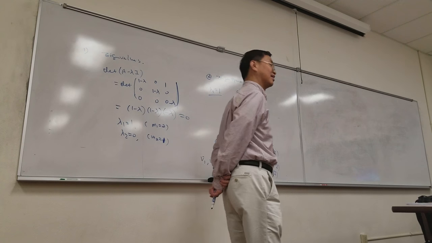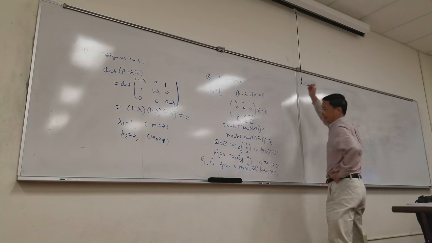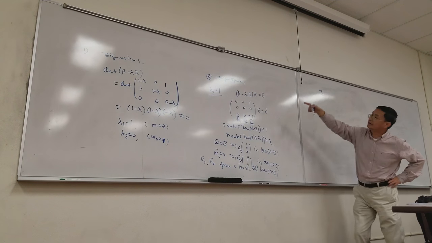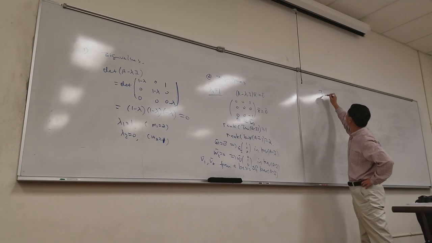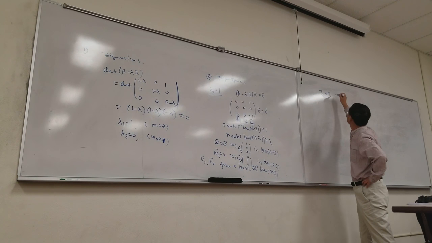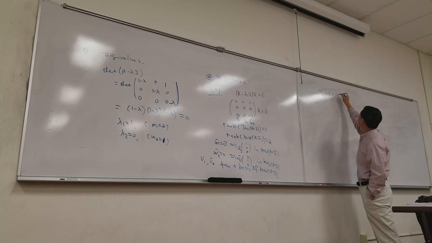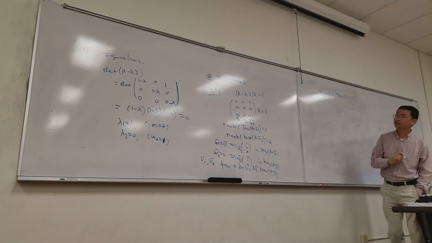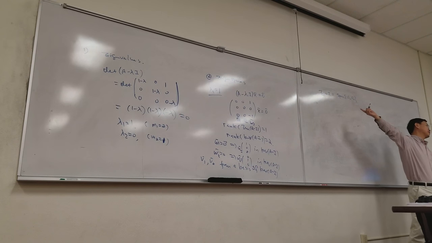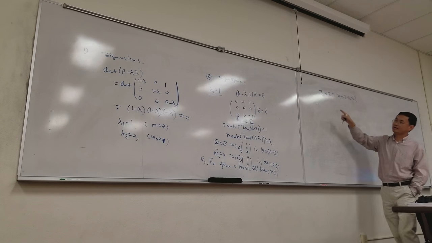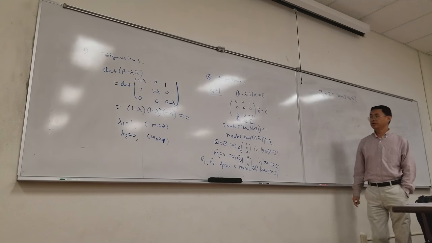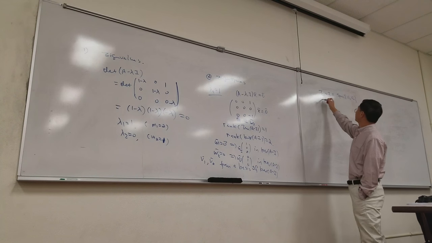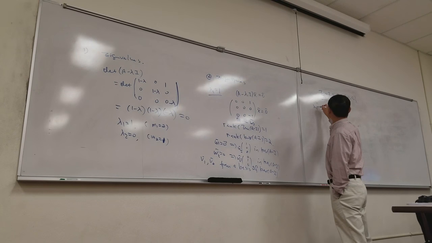So therefore the eigenspace, we use the uppercase E to denote the eigenspace. The eigenvalue is 1, so E1 equals the span of V1, V2, okay? So we have found the first eigenspace. The first eigenspace is just the span of these two basis vectors.